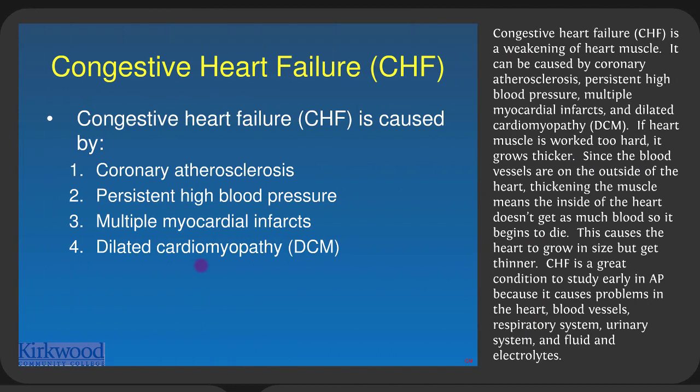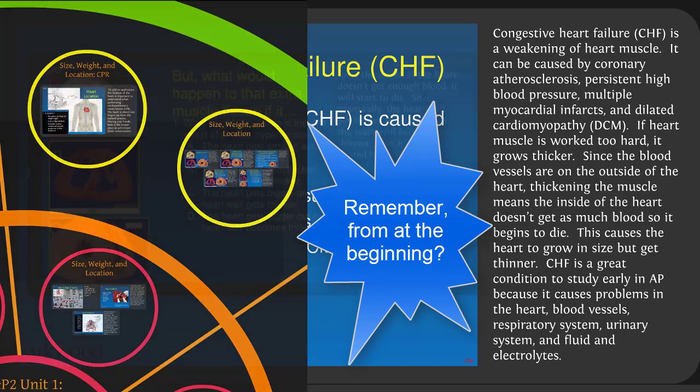Congestive heart failure is weakening of the heart muscle. It can be caused by coronary atherosclerosis, so hardening of the arteries feeding the heart, persistent high blood pressure, multiple myocardial infarctions, which are heart attacks, and dilated cardiomyopathy. If heart muscle is worked too hard, it grows thicker. Since the blood vessels are on the outside of the heart, thickening the muscle means the inside of the heart doesn't get as much blood, so the inside begins to die. This causes the heart to grow in size, but get thinner.